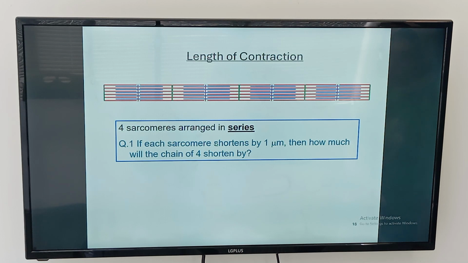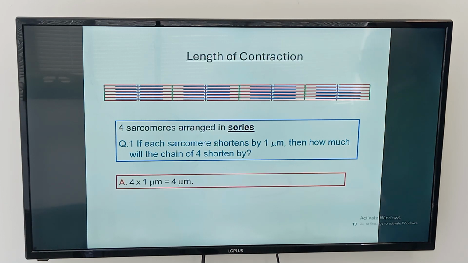We have a couple of questions. We are going to solve them together. Length of a contraction. Four sarcomeres arranged in a series. As you can see here, we have 4 sarcomeres: 1, 2, 3, and 4. Of course, each pair from here to here is an individual sarcomere.